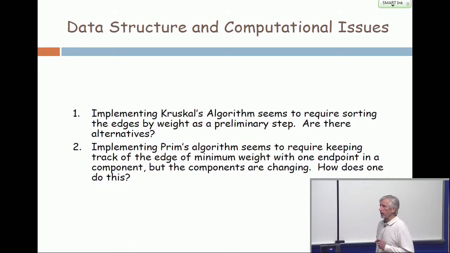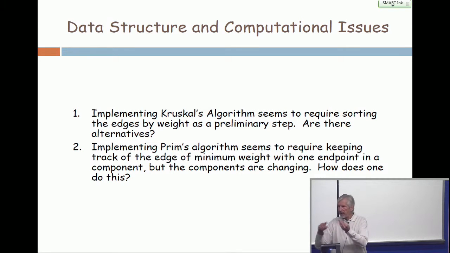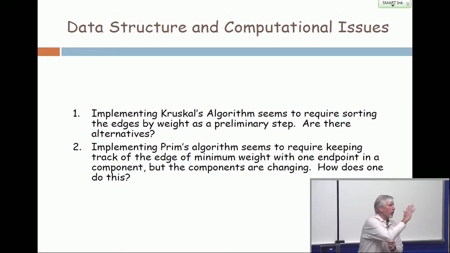Prim's is more subtle. Because in terms of Prim, what you have to do is keep track of the set of edges which have a vertex as an endpoint. And this guy is sitting inside a component, and that component is chosen. So you look at all these edges before choosing the next edge. And you might choose one, but you don't throw the others away. You might look at them again later.